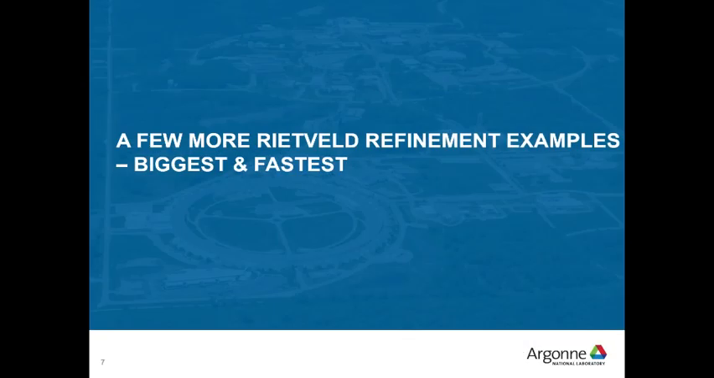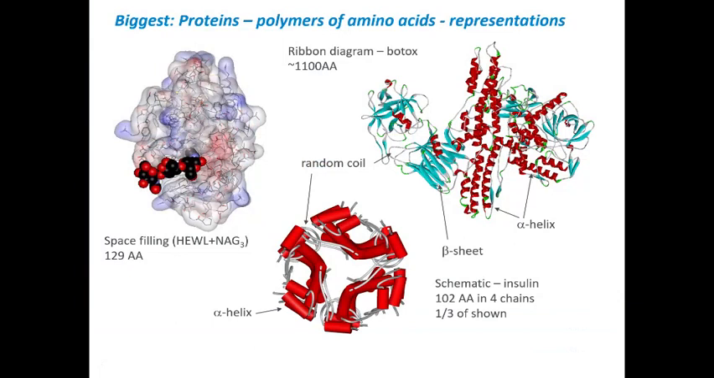a couple more examples. One's the biggest, and the other is the fastest Rietveld refinement result, or the fastest experiment. Remember I told you about 3 days apiece for those two experiments with neutrons? So the biggest one, why proteins? Well, why not? And by the way, if you ever look at protein structure determinations and papers, you'll see sketches that look like this.